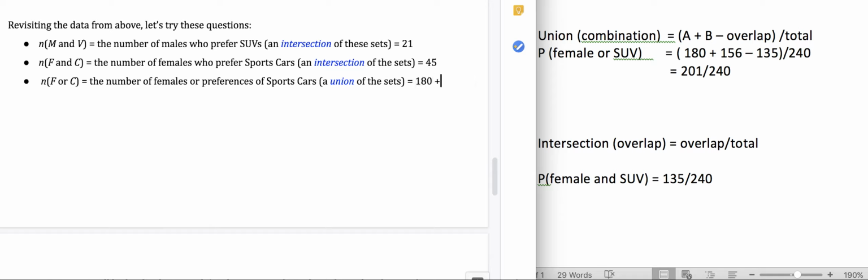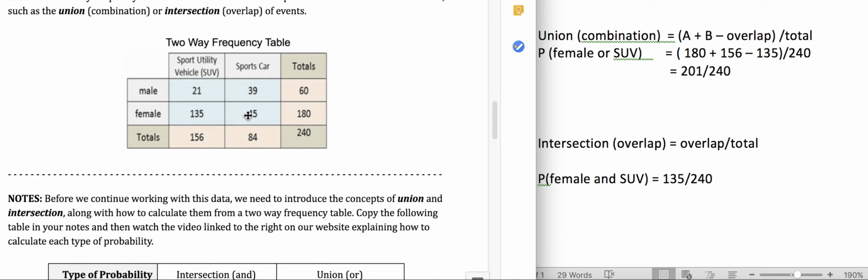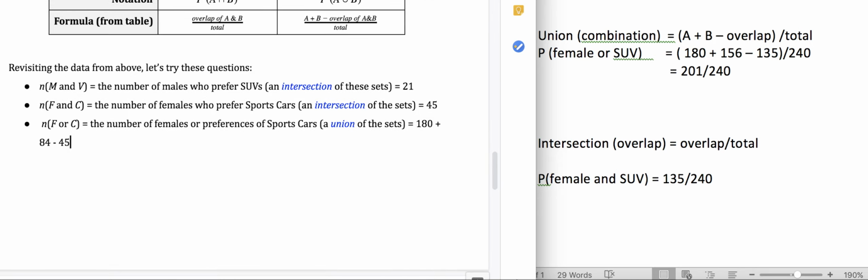So 180 plus 84 minus the overlap. Again, here's 180 females. Here is 84 that preferred a sports car. This 45 was counted twice, so I need to subtract it as the overlap, minus 45. When we put that into our calculator, 180 plus 84 minus 45, that gets us 219. Okay?